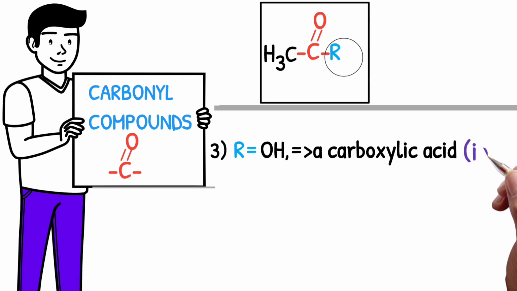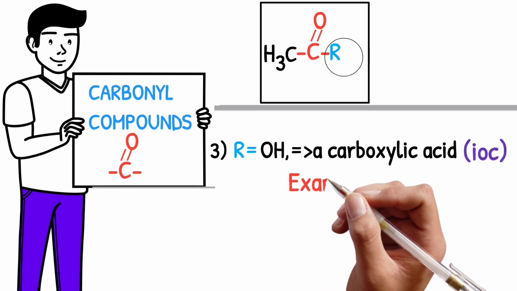We are going to replace our R this time with OH. When R is replaced with OH, we have a carboxylic acid, and the name ends with oic acid. Let's look at an example.